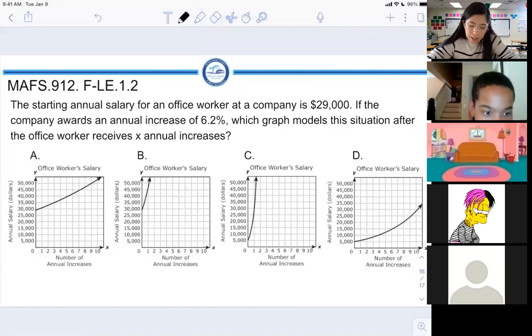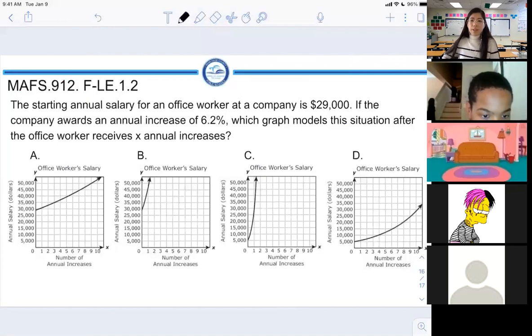The starting annual salary for an office worker at a company is $29,000. If the company awards an annual increase of 6.2%, which graph models this situation after the office worker receives x annual increases? Okay, couple things.